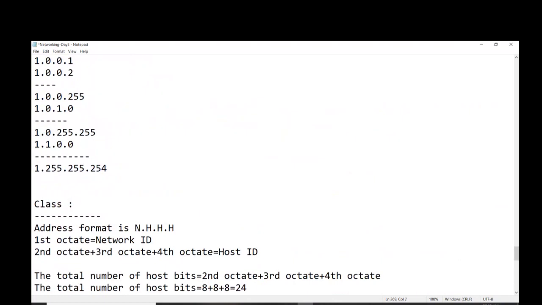Class B. The address format for class B is network, network, host, host. The network ID is the first octet plus the second octet, and the host ID is the third octet plus the fourth octet.